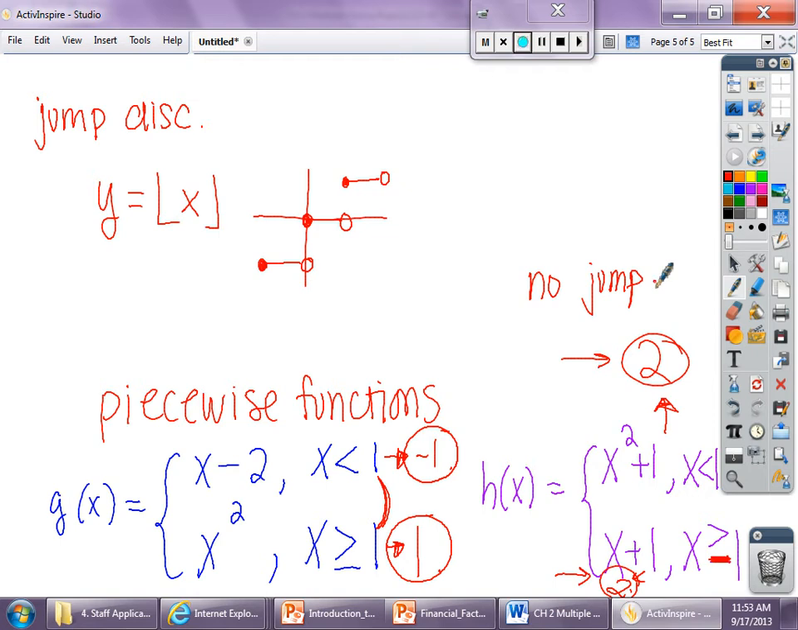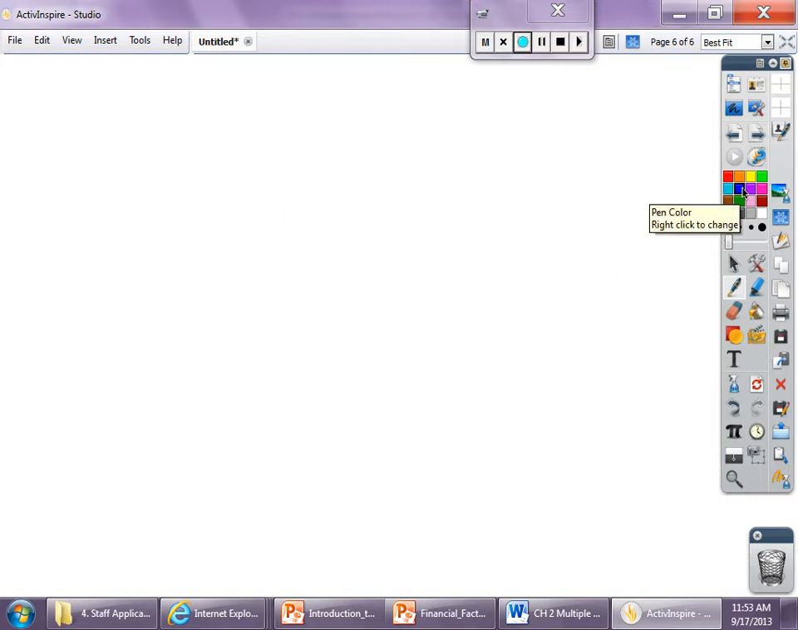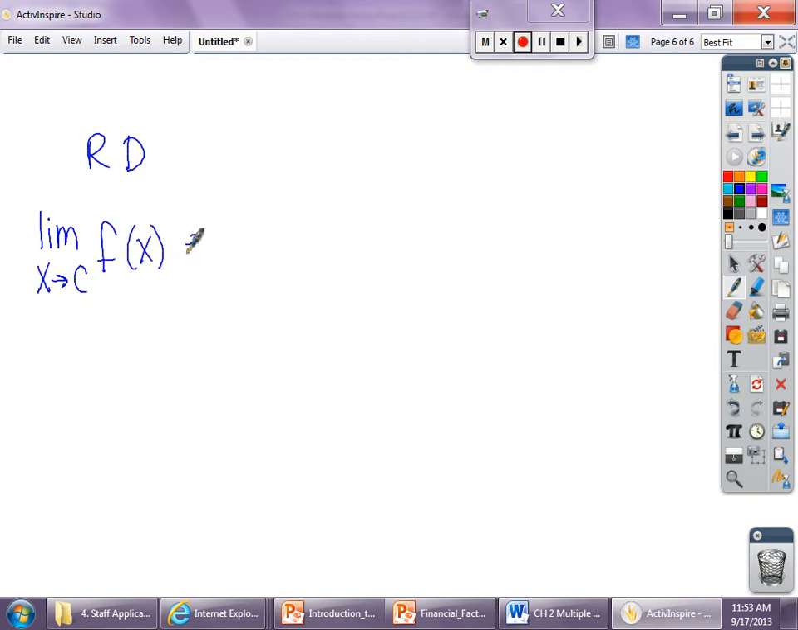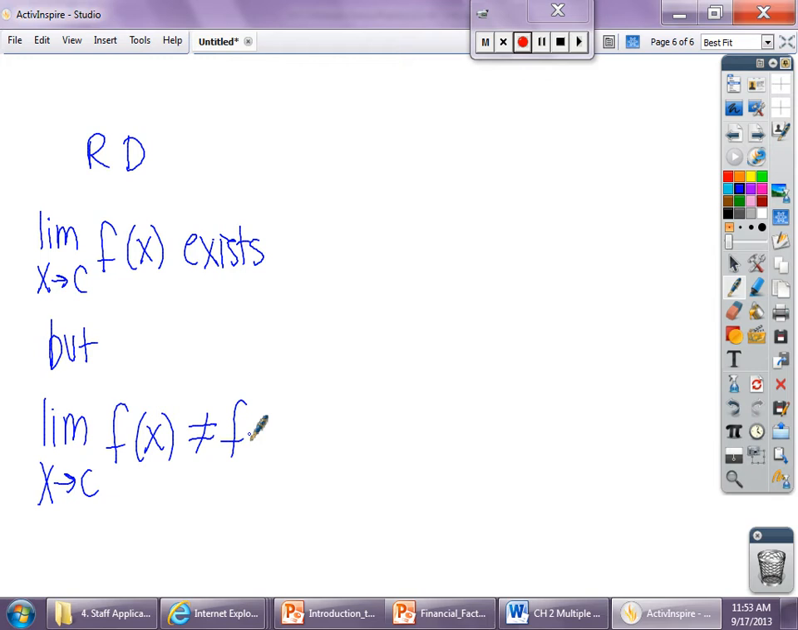Okay? So I'm going to summarize those two things with limits. That's the stuff you guys have some trouble with. So, removable discontinuity: the limit as x goes to c of f of x exists, but the limit as x goes to c of f of x won't be equal to f of c. Definition of continuity. Right? Jump.